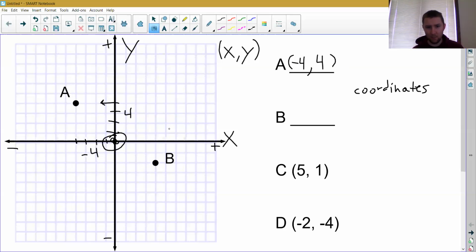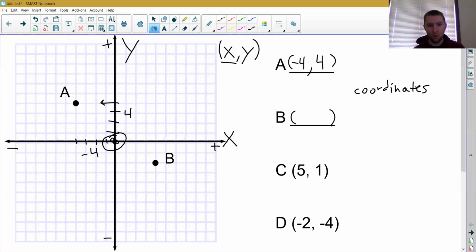Just another quick example, if we look at point B and I was asked to give the coordinates of that point, I would do basically the same thing, make myself a set of parentheses. The first number is, of course, going to be the x, okay? That's the number one most important thing to remember when we do this. The first number in the coordinate point is always the x, the horizontal, the left and right distance, okay?